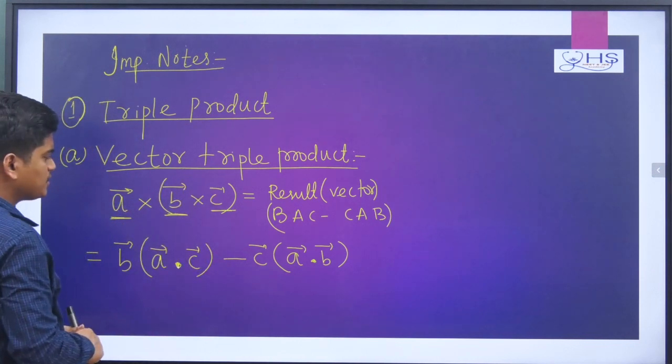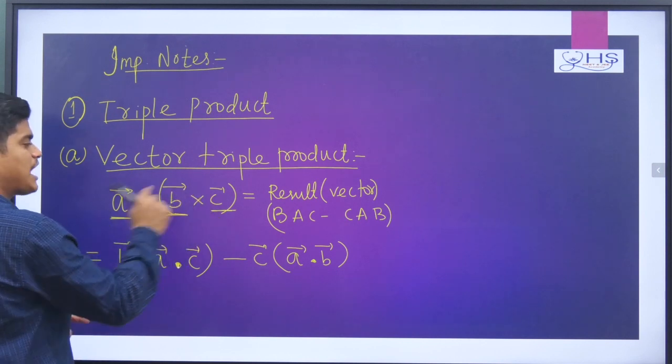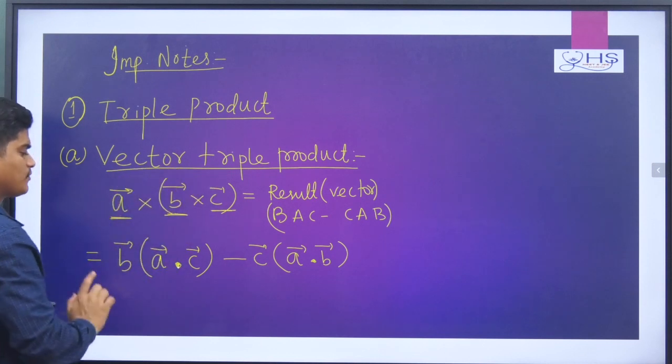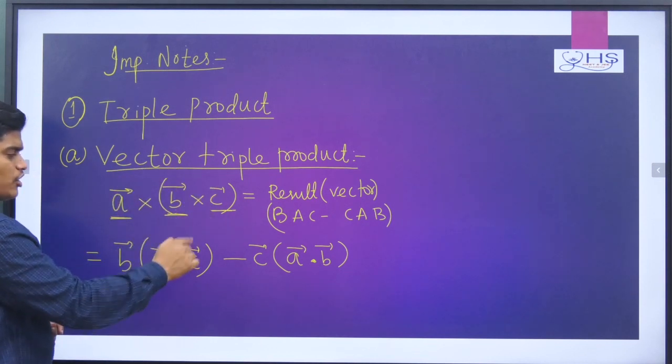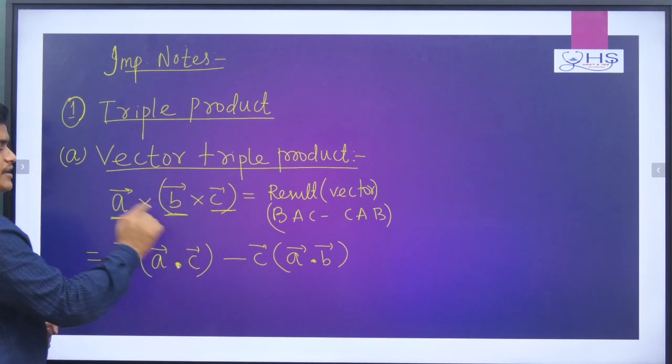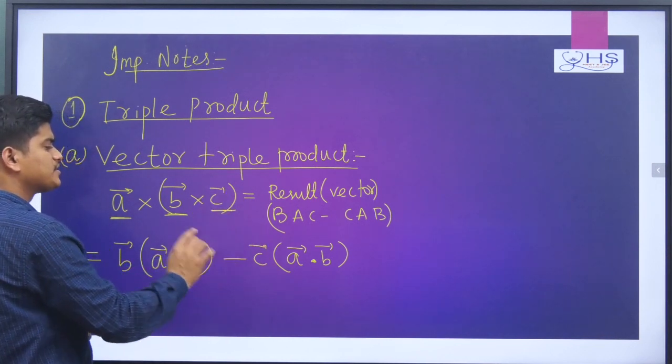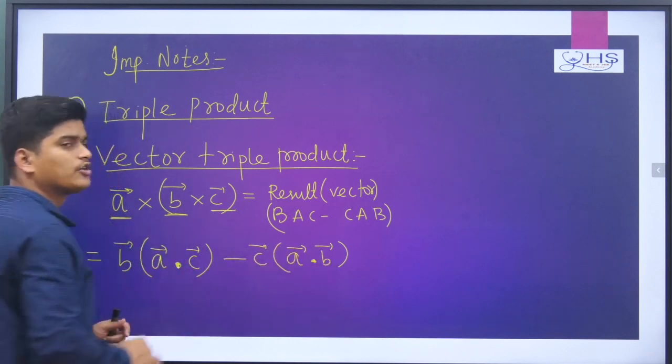Now here you understand, this is the first vector, second vector, third vector. If the result is coming with a bracket here, then B vector times A dot C, that means the first vector and third vector you are taking dot product of, minus the third vector kept as it is times the first vector and second vector dot product.